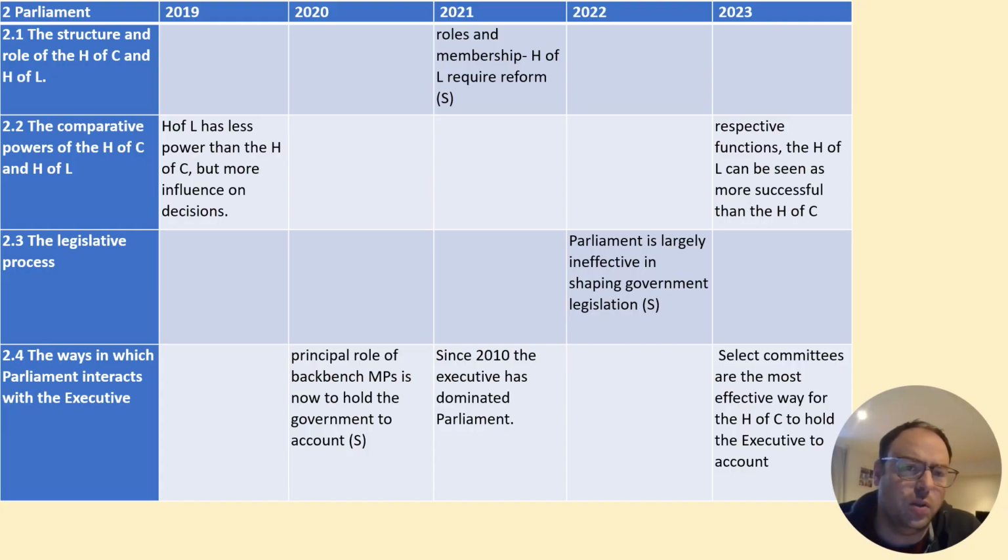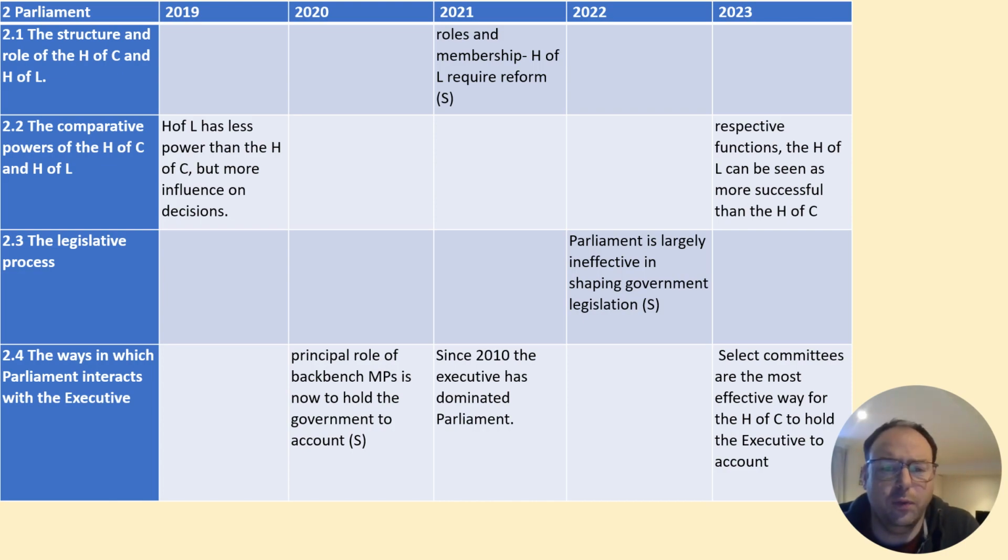We've got the comparative powers bit. I've had a question that the House of Lords is less powerful than the House of Commons, but has more influence on decisions. We had one on the respective functions, whether the House of Lords can be seen as more successful in carrying out its functions than the House of Commons. There's a bit of a gap, I think, in 2.3. There was a question in 2022: Parliament is largely ineffective in shaping government legislation. That's the only one, as far as I can see, that you could really say is a 2.3 question.